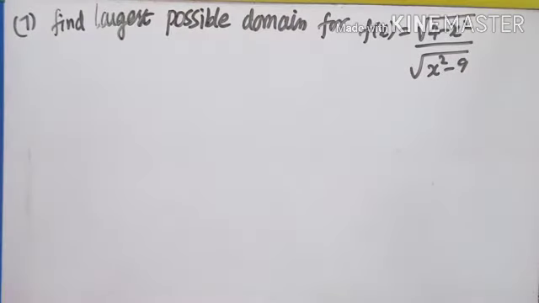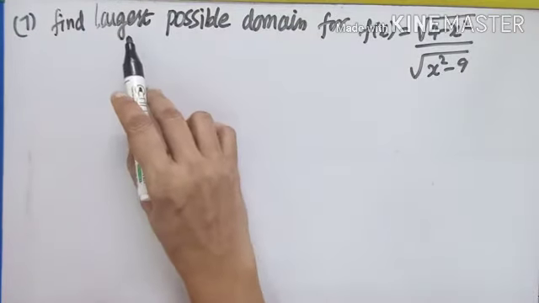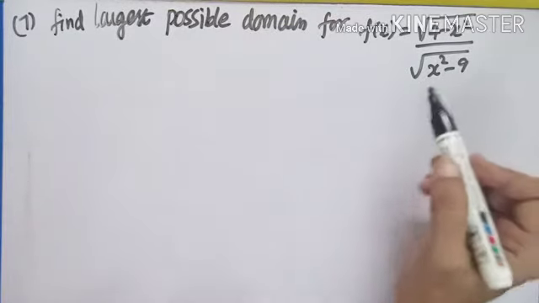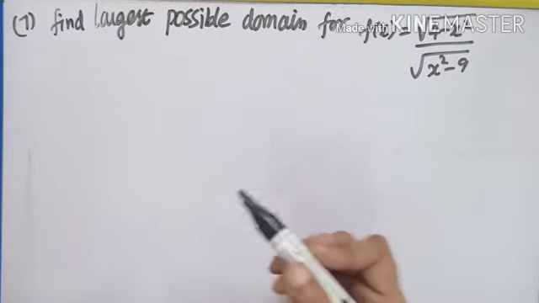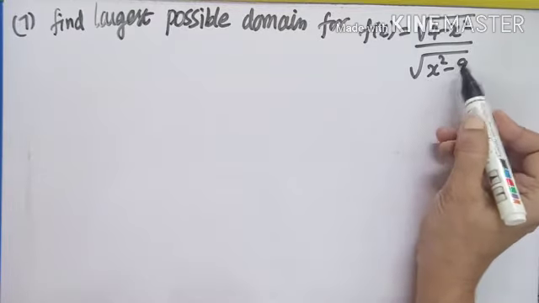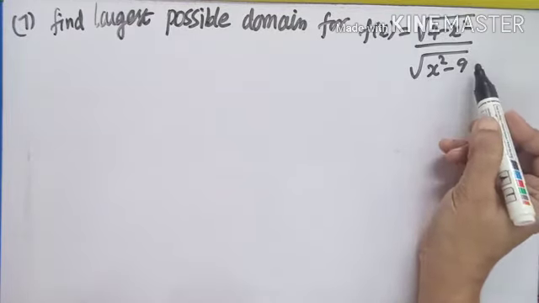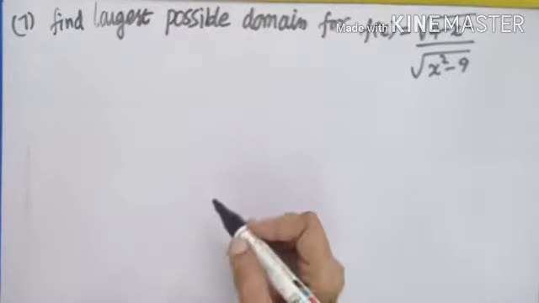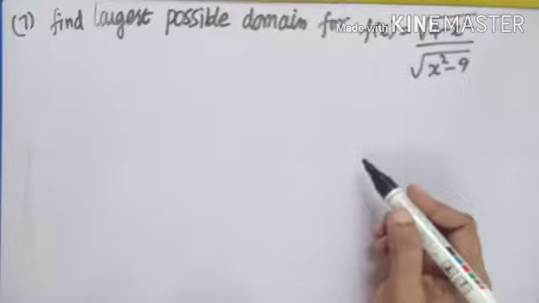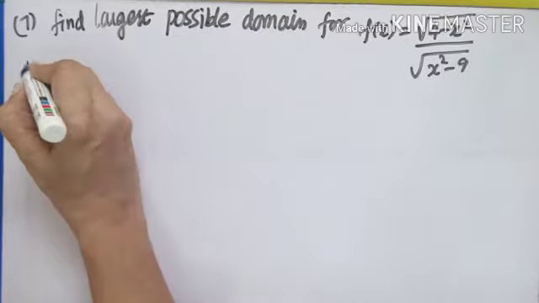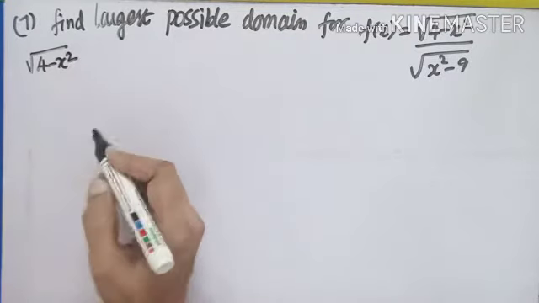Question number 7, exercise 1.3. Find the largest possible domain for f of x. See, I told you two conditions for domain. Number 1, denominator should not become 0. So, x square minus 9 equals 0 means x square equals 9 or x is equal to plus or minus 3 must not come in the domain. Excluded value. The second condition tells me whenever square root is there, whatever is inside the square root must be positive. So, my first idea, root of 4 minus x square.